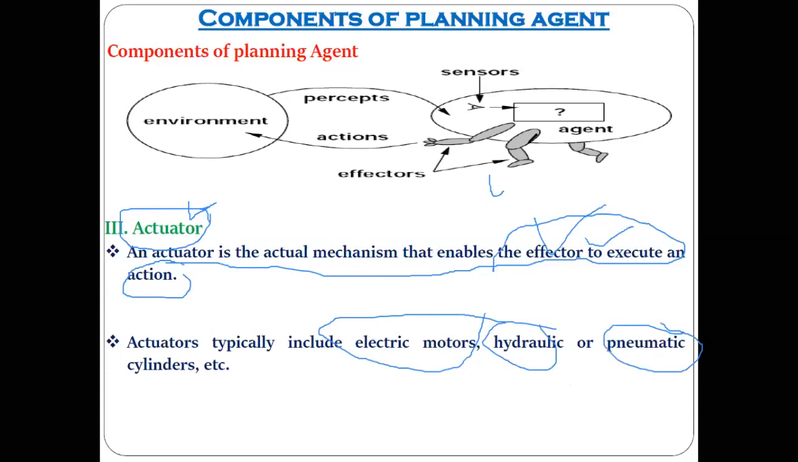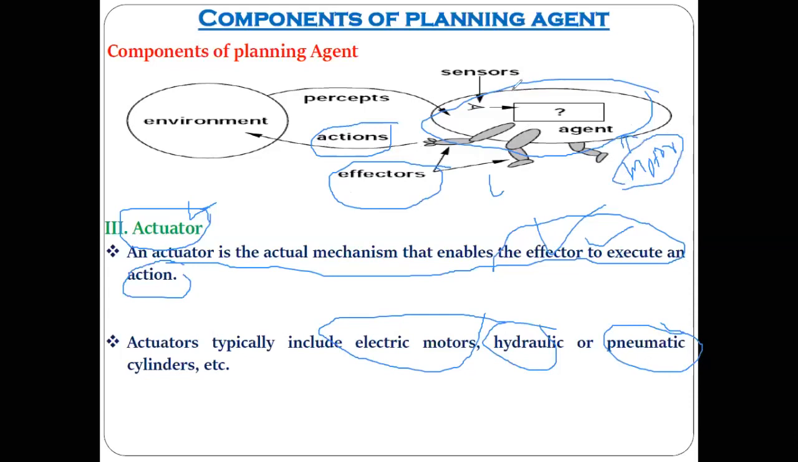Understood? So here, another important component of this agent is nothing but the motors. These motors enable the effector, and then this effector performs some kind of action. Got the point? Got the difference between the effector and the actuator? To activate the effector, we need the actuator, and an example of the actuator is the different kinds of motors.